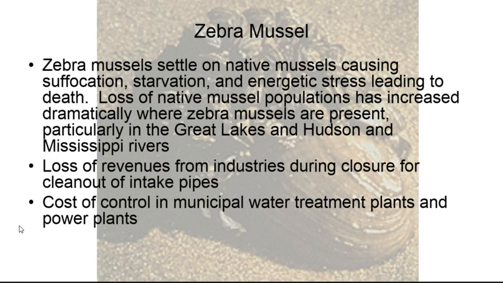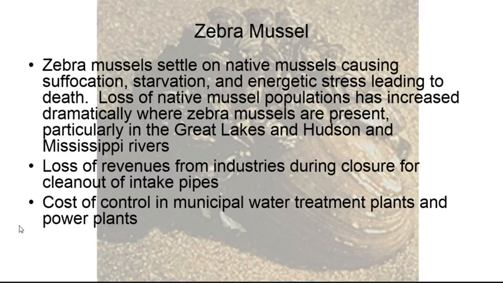Zebra mussels. Zebra mussels are one of the poster organisms for invasive species. They actually will suffocate native mussels because they attach onto them. They attach onto everything. They were brought from Asia, Japan, right? They were brought in the ballasts of ships, and they have actually gotten into the Great Lakes that way.